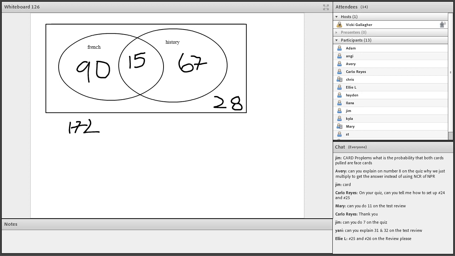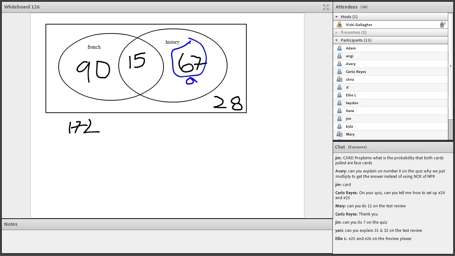And I do believe we're going to have points for filling out the Venn diagram correctly. So don't forget to label your circles and then make sure that you only have 4 numbers in your Venn diagram. All right, and then we asked you some questions. So question A says, how many students study history but not French? And so they are looking for these people. So the answer to letter A is 67.